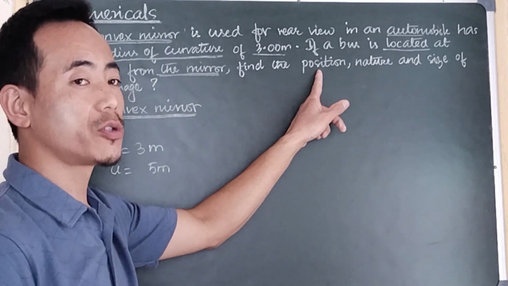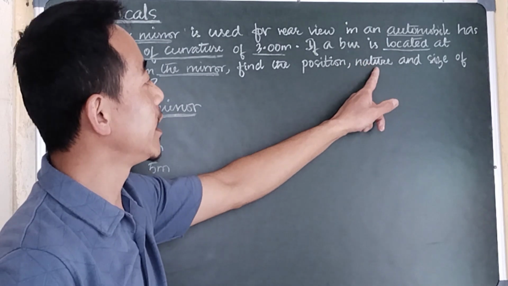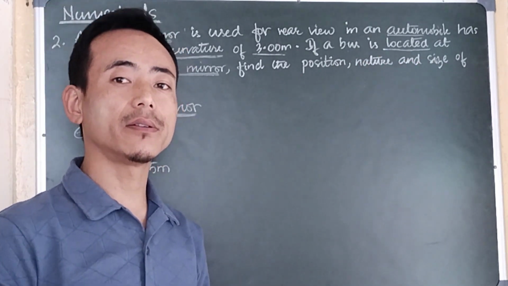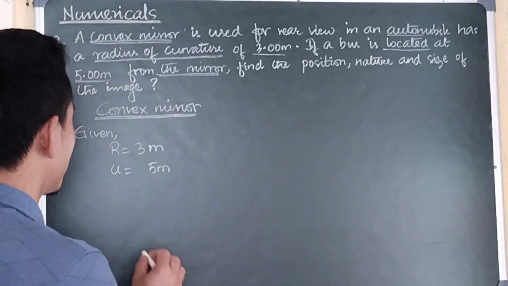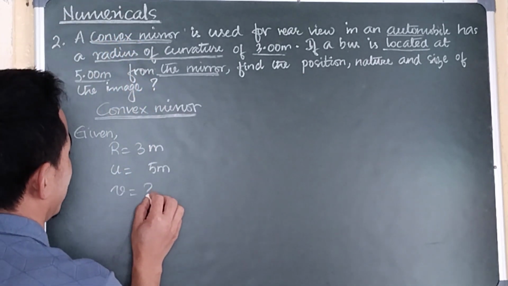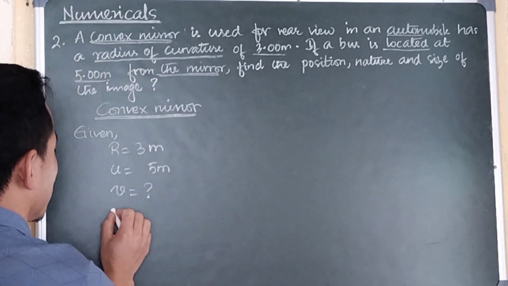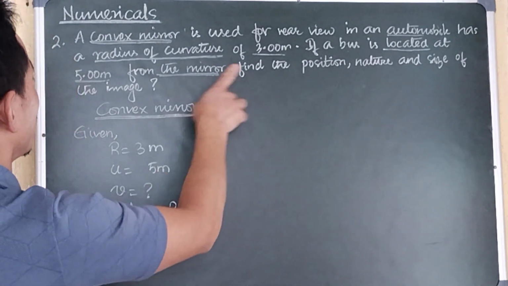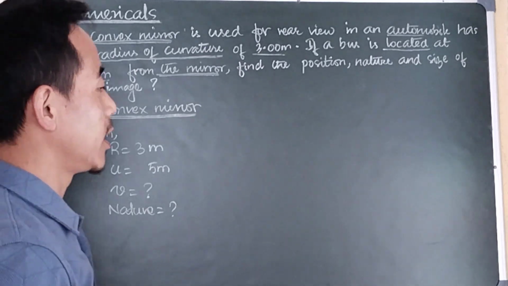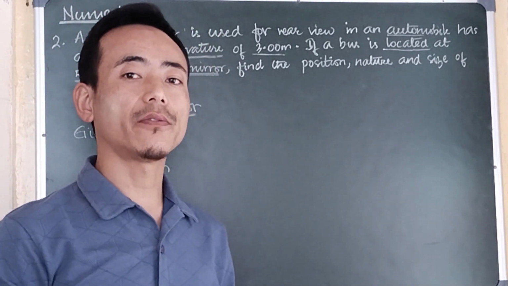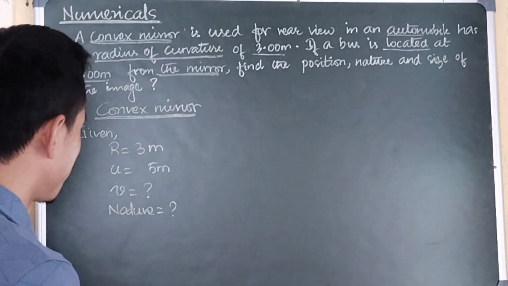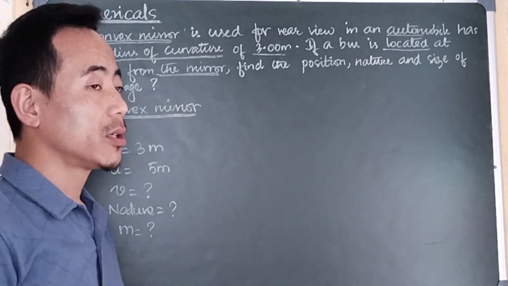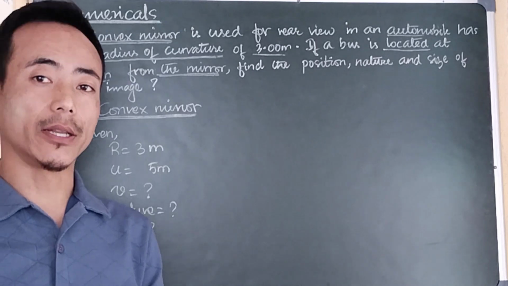Now what are the things that we have to find? Find the position. Position means image distance, nature and size of the image. So we have to find 3 things. We have to find the position, what will be the image distance, then the nature of the image that is formed, and we also need to find the size of the image here. Size of the image we can find through magnification also. So we can find it using M here. So these are the 3 things that we have to find out.